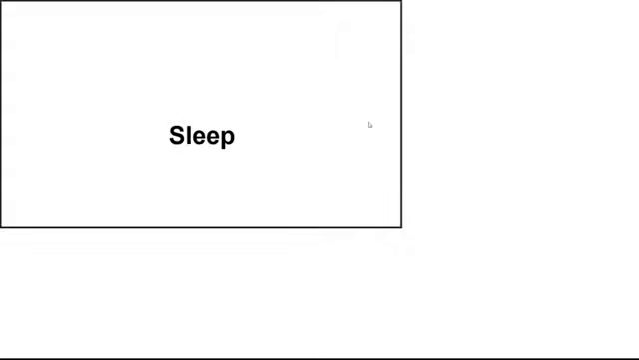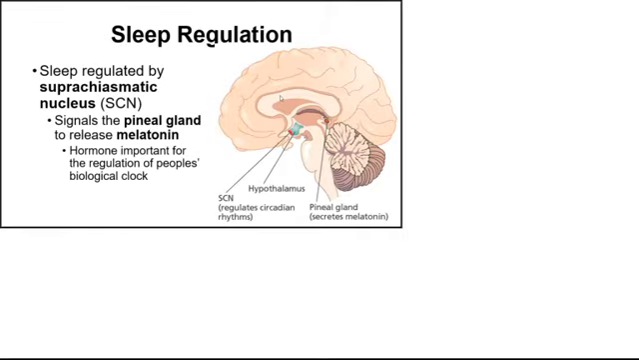But we're including sleep in this chapter on consciousness because we think of sleep as an altered state of consciousness. So when we're awake, we are aware and able to interact with our environment. When we're asleep, we are unconscious. We are not interacting with our environment, at least not very much.